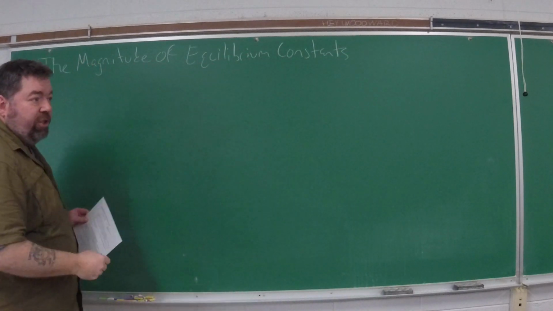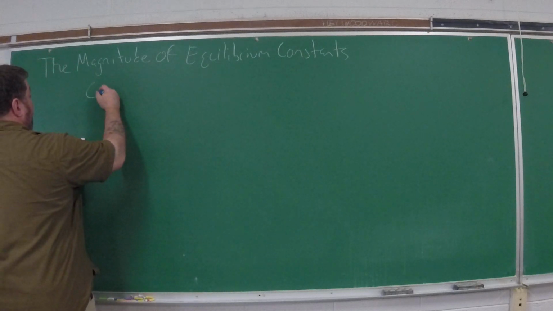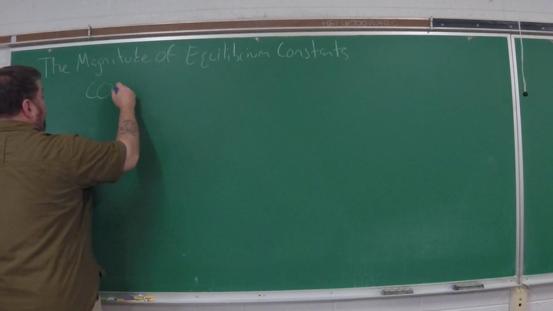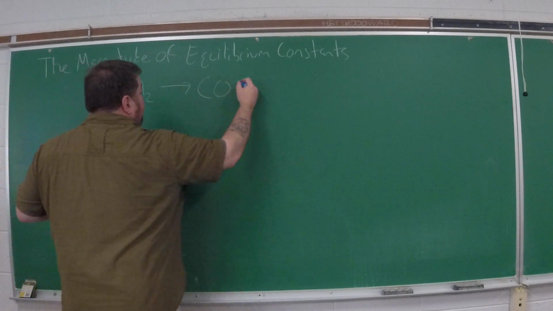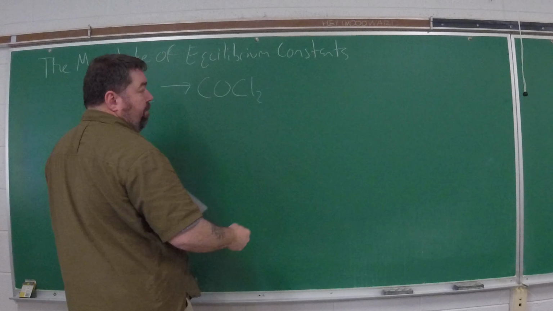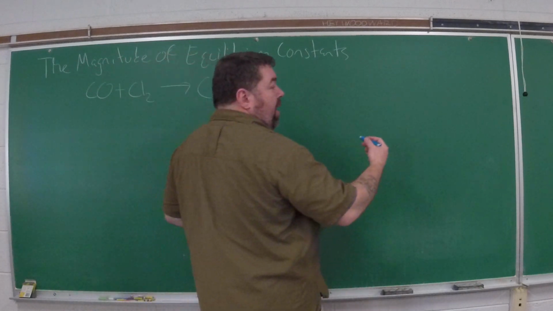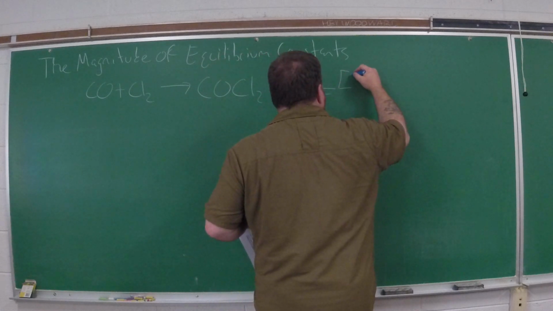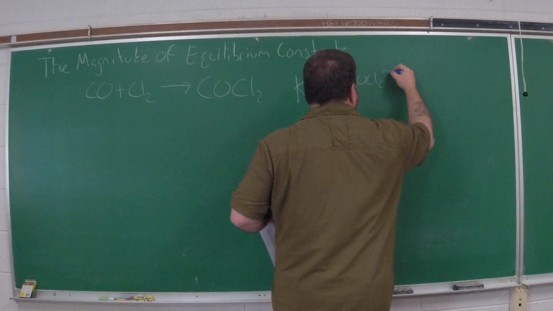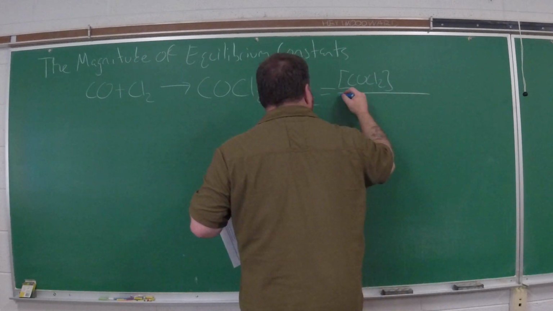Alright, so let's take a look at an equation here. We're going to have carbon monoxide plus chlorine going to COCl2, right? We can write Kc for this, correct? Products over reactants, right? Kc meaning molarity. So again, products raised to a stoichiometric coefficient over reactants.